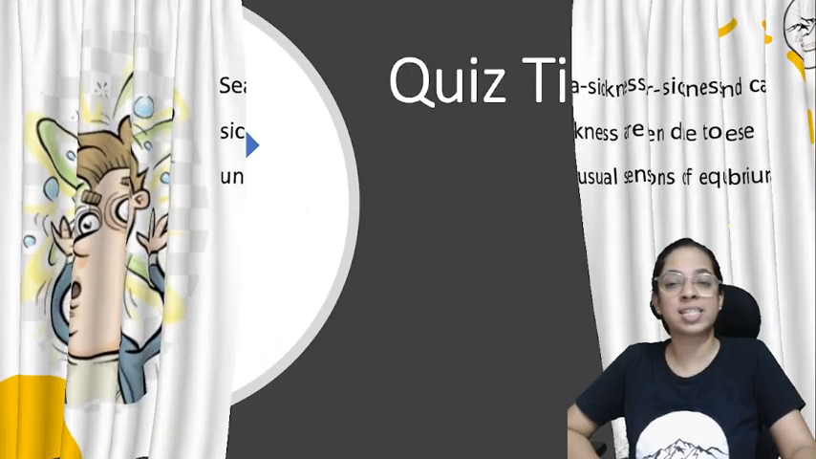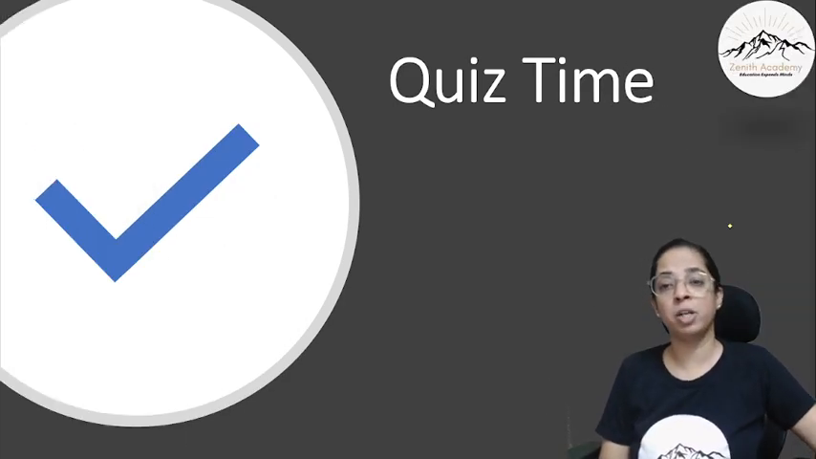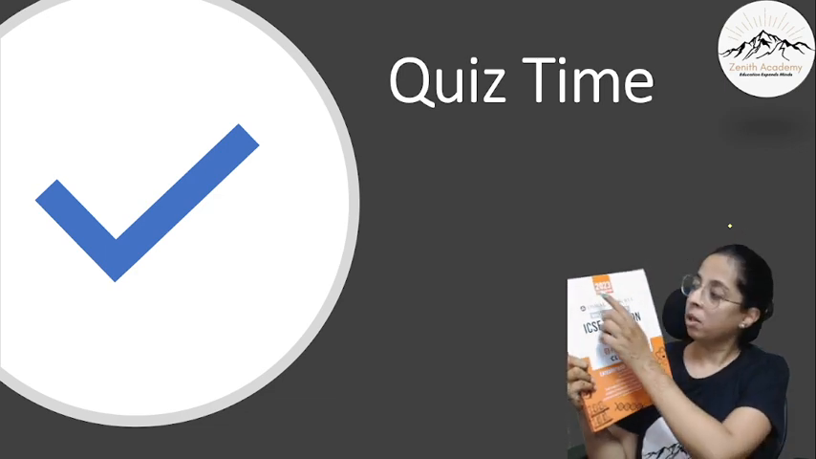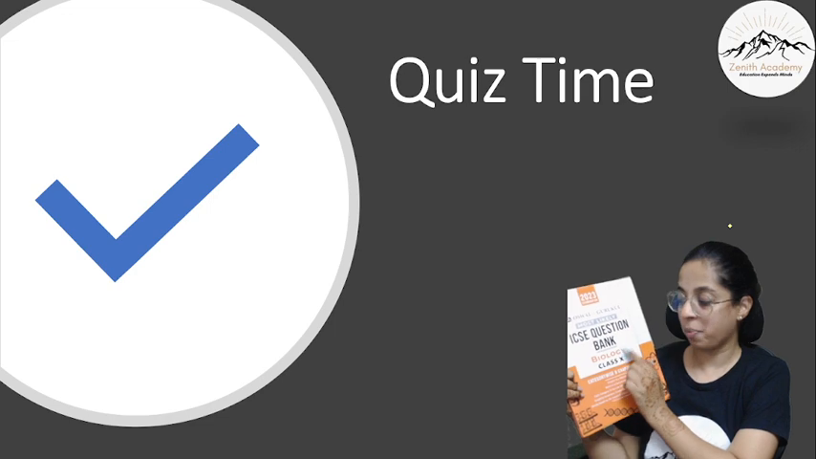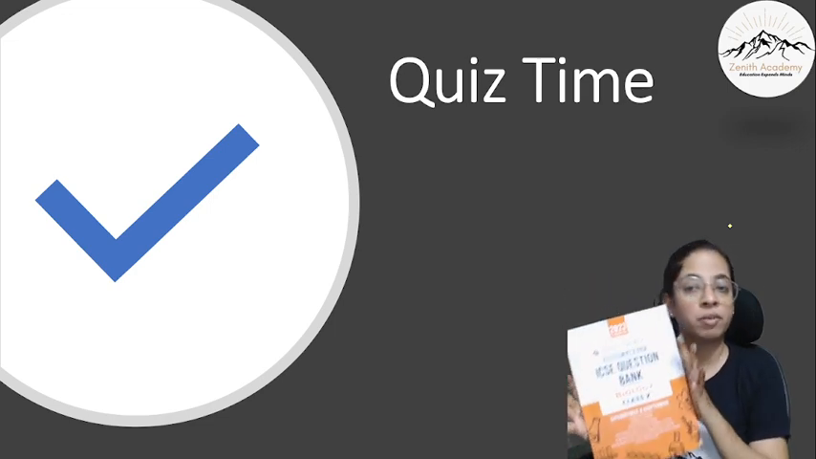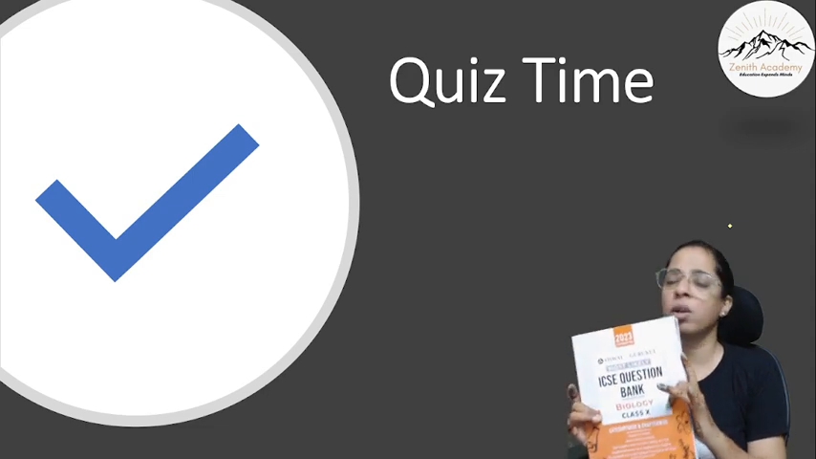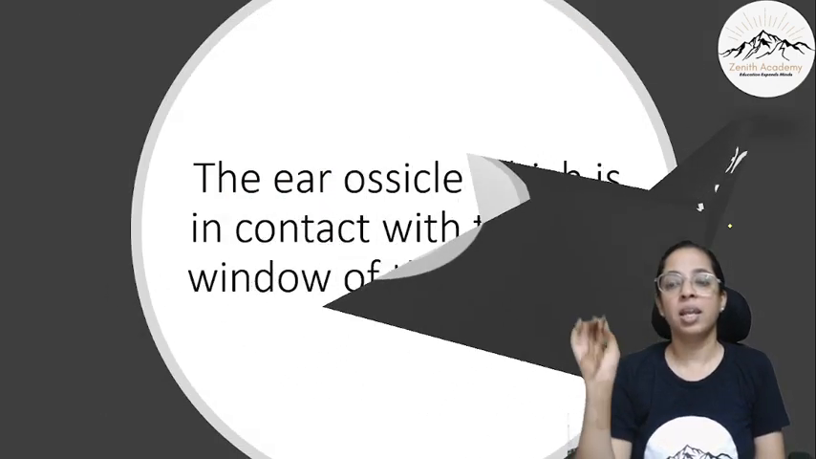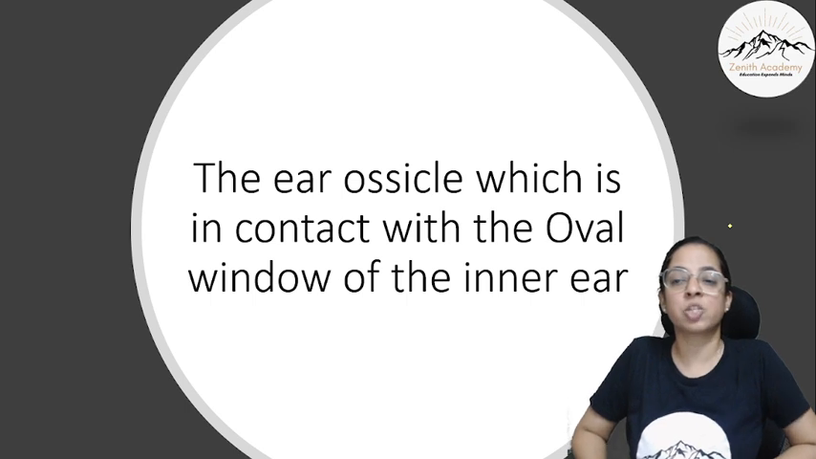Now this is quiz time, bachcho. If you have understood the lesson very well, you will be able to answer. All these questions are from this particular book, Oswal's Gurukul ICSE Question Bank, Biology Class 10. I have given a complete review of this book on my channel. You can go through it. It contains all different types of questions, but here in this video I have taken 'name the following'. So this is the first question.